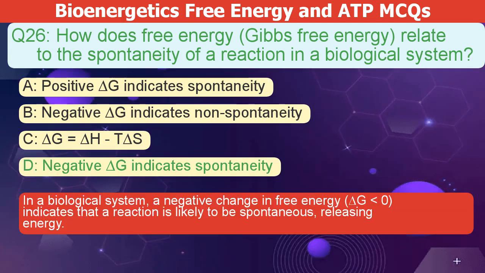The correct answer is D. In a biological system, a negative change in free energy, delta G less than 0, indicates that a reaction is likely to be spontaneous, releasing energy.